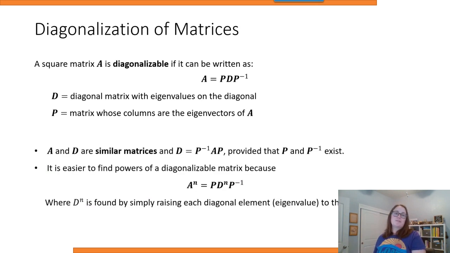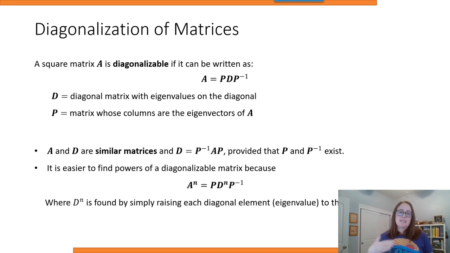And why do we care about this? Well, first of all, A and D are similar matrices, and we can also say that D is equal to P inverse times A times P, assuming, of course, that P and P inverse exist. But one of the advantages of a diagonalizable matrix is it makes it very easy to do powers of matrices. We've talked about multiplication of matrices, but we never talked about raising to a power. And so diagonalization allows us to deal with these in a way that's a little less unwieldy.